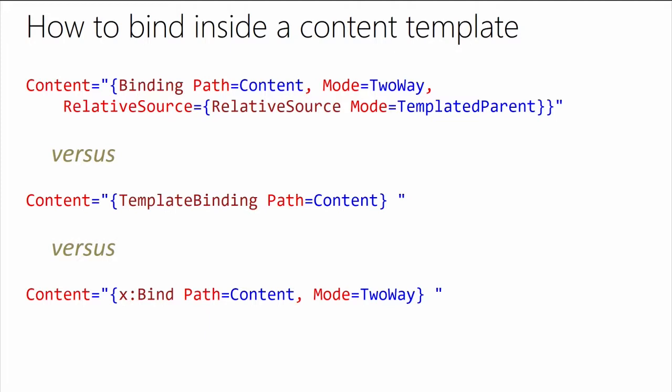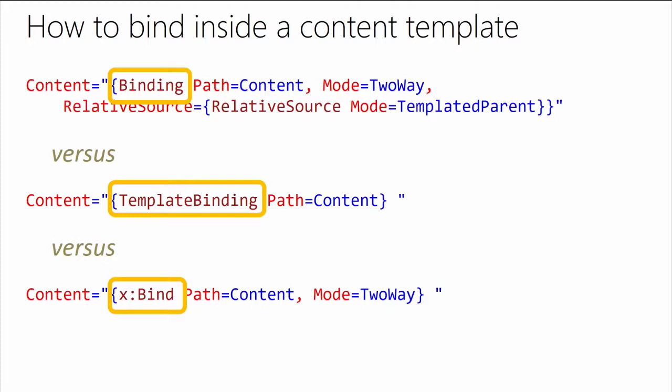So we as developers know there are 3 ways to bind inside XAML. The first one, of course, is classic binding, using the binding syntax. Still nothing wrong with that. I still use it all the time. Then there's this idea of template binding, which we just showed. And then there's also xbind, which we introduced here in Windows 10. So let's talk about which one you would use in a content template and why each of these exist.